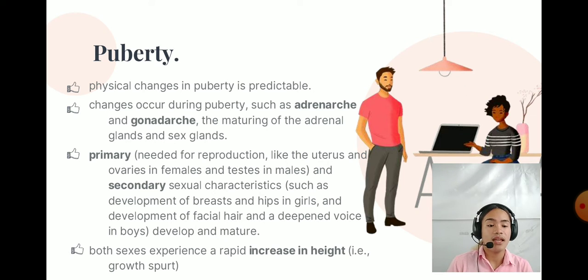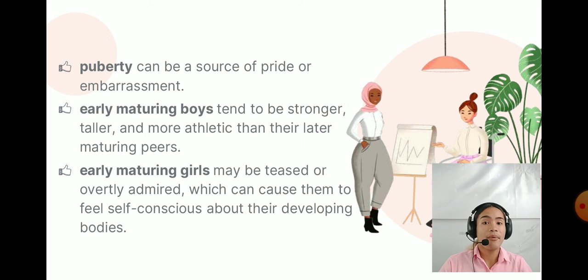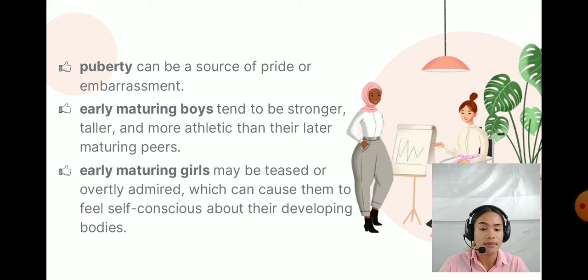Both nature and nurture can influence height. Because rates of physical development vary so widely among teenagers, puberty can be a source of pride or embarrassment. Early maturing boys tend to be stronger, taller, and more athletic than their later maturing peers. They are usually more popular, confident, and independent, but they are also at a greater risk for substance abuse and early sexual activity.